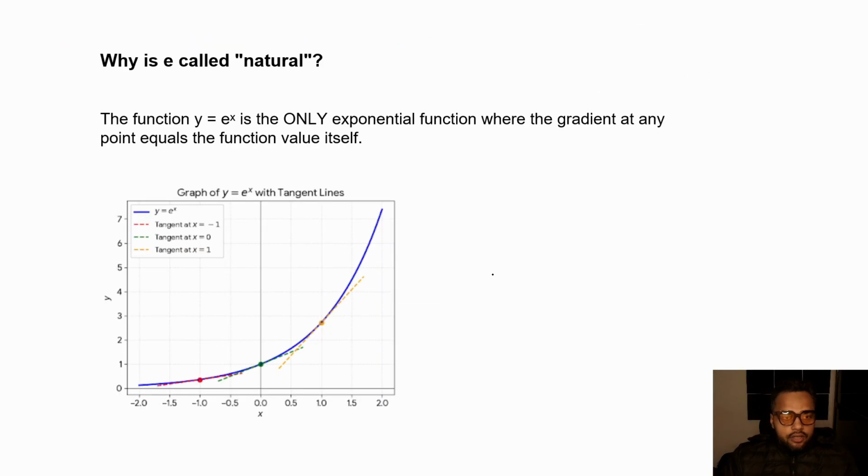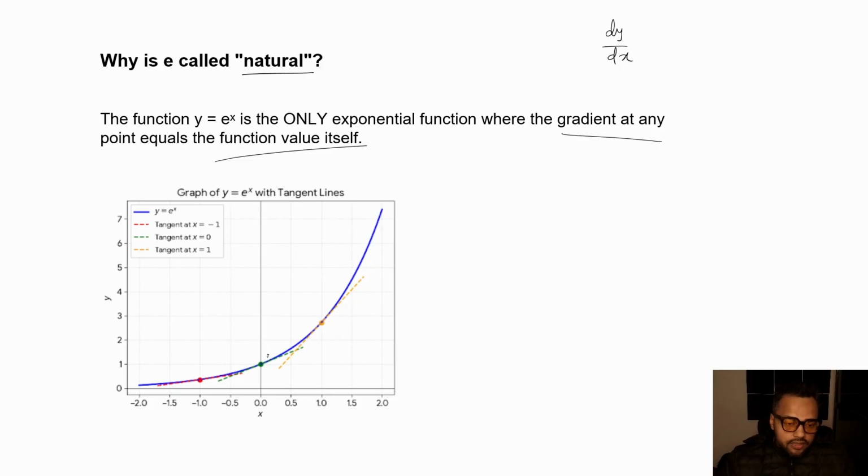Now let's talk about why it is called the natural logarithm, why this e is called natural. Because the gradient at any point equals the function value itself. For those who don't know, gradient means slope, student. So dy by dx is used to calculate the gradient of any function we are plotting. To take the gradient of that particular function, we need to draw the tangent. This is how we get the gradient.